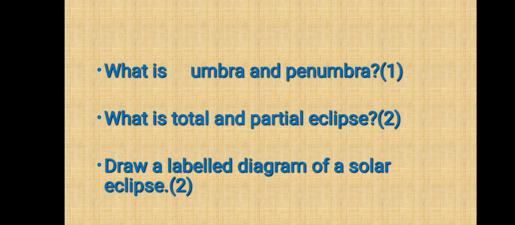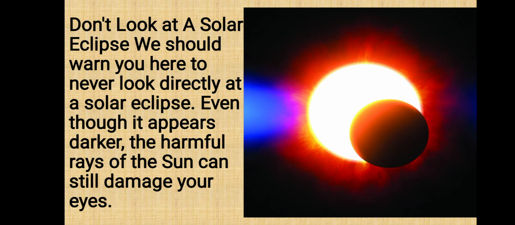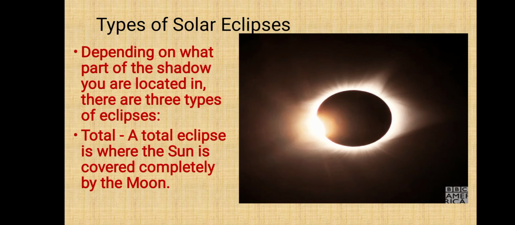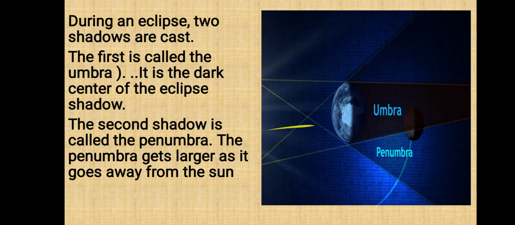Now, today's assignment: what is umbra and penumbra? What is total and partial eclipse? Draw a labelled diagram of a solar eclipse. So children, this is all we'll be learning for today. So, partial eclipse, total eclipse, umbra and penumbra.